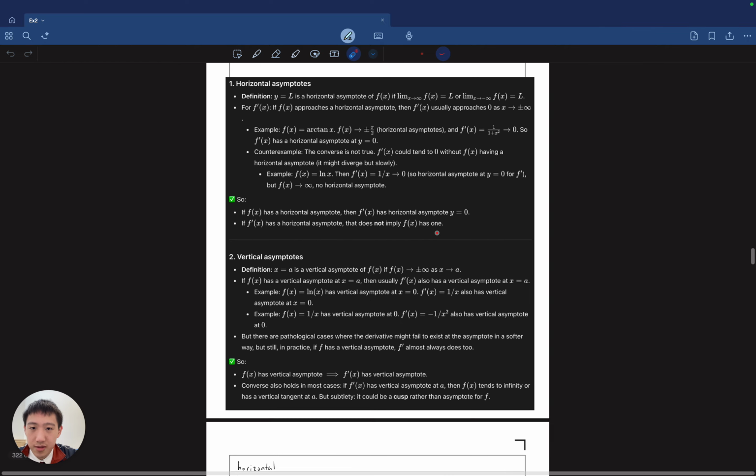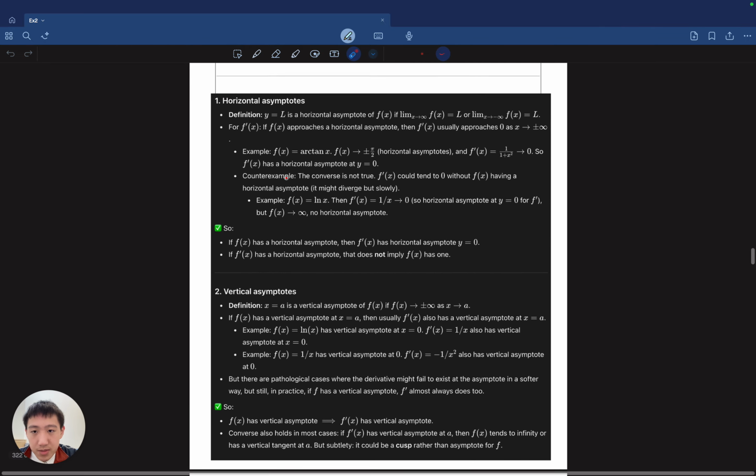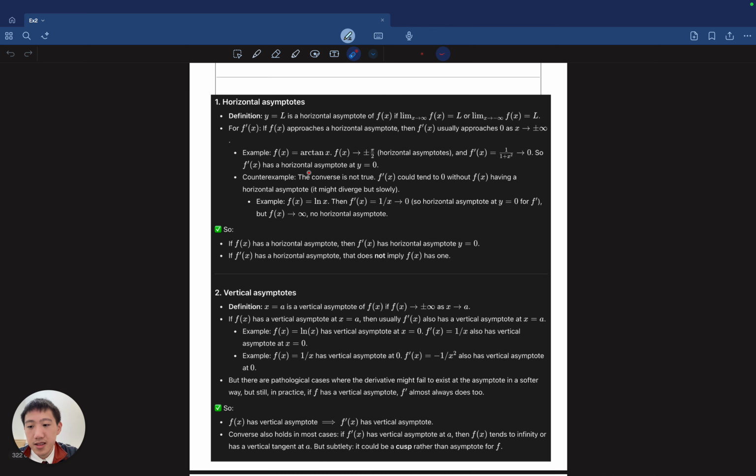I think you can pause the video to see, and you can see that it's from ChatGPT, but it doesn't diminish its validity. Basically, if f(x) has a horizontal asymptote, then its derivative has a horizontal asymptote. This is correct because if you think about it, it has a horizontal asymptote, then its gradient is approaching 0 there, then the gradient will approach 0, so the derivative will approach 0.